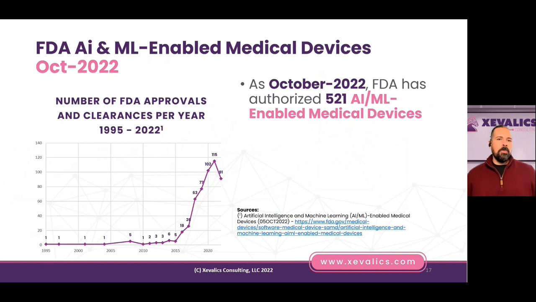So let's take a look at all the FDA AI machine learning enabled medical devices that have been approved up to October 2022. As of October 2022, this year, the FDA has authorized 525 AI machine learning enabled medical devices. You can see that we have seen an increase in the last 7 years. Since 2015, there's a trend that the FDA is approving more and more machine learning enabled medical devices.